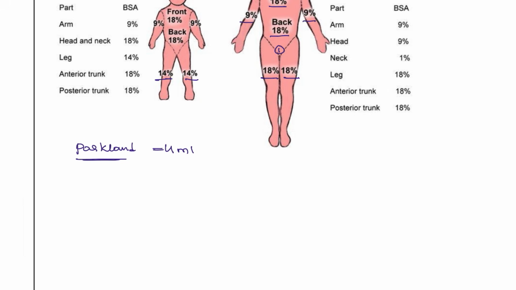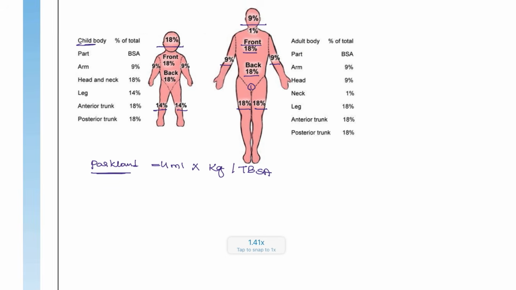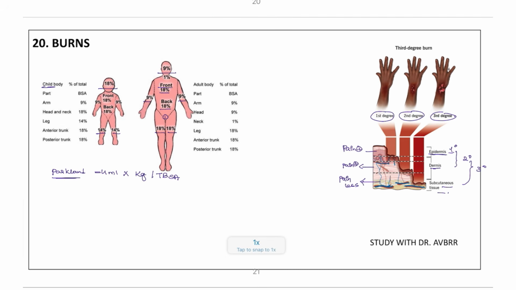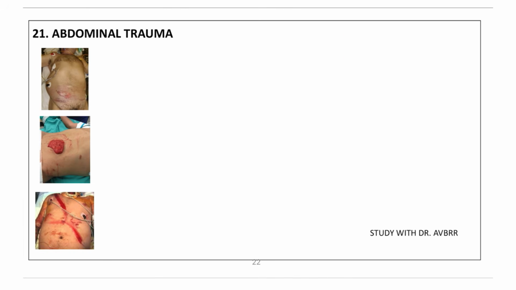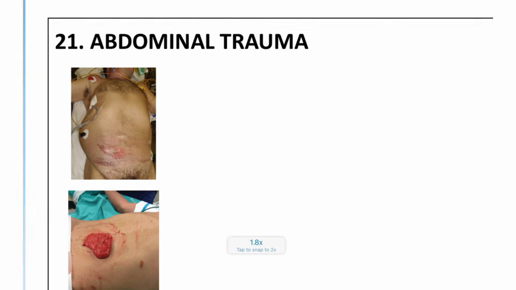See, 4 ml into kgs, and total body surface area, which is used for the formula for this patient. So this is the Parkland formula that we are going to give for this patient. This is the burns.